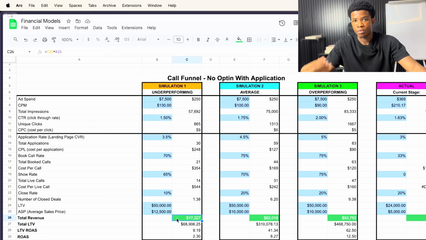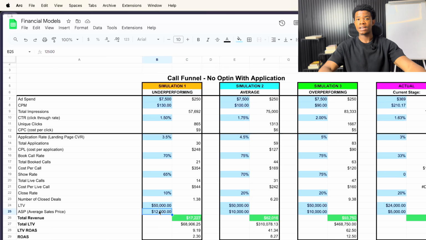This is cash return on ad spend, your cash ROAS, right? So your LTV ROAS is still there. We're talking about cash because cash is what allows us to reinvest into the ads, the cash that we have in the bank, right? So on that alone, we'll have a 2x ROAS, 2.3x ROAS on $7,500 in ad spend. Let's say our CPMs are 130. Let's say our impressions here are 57,000.